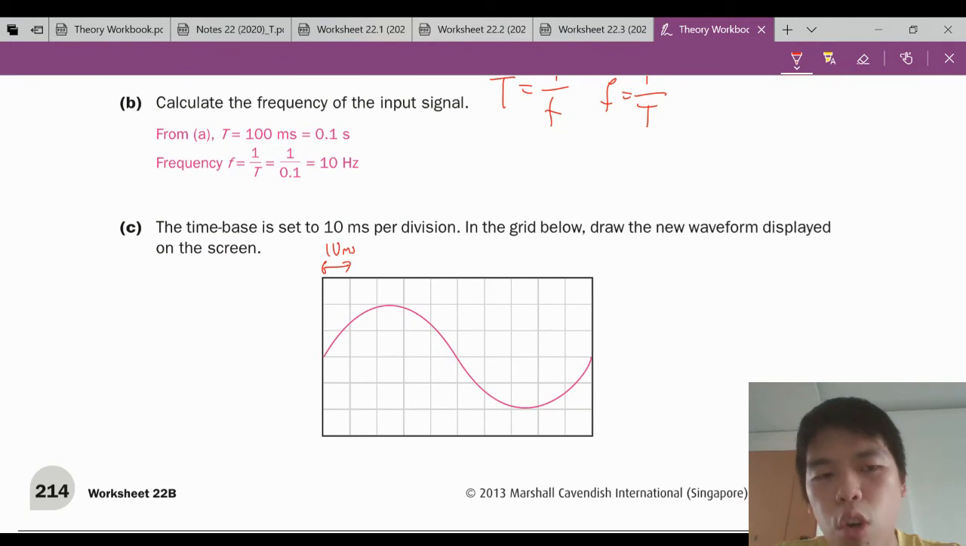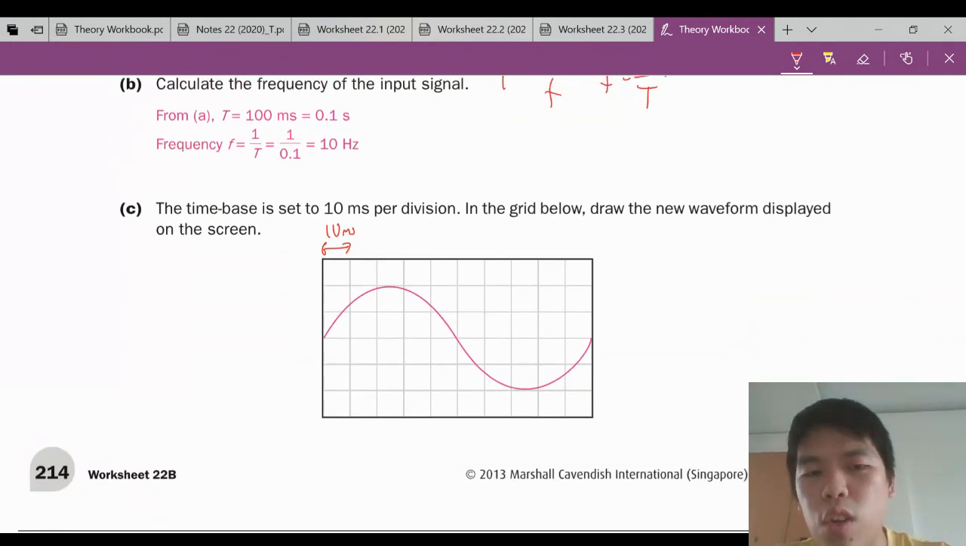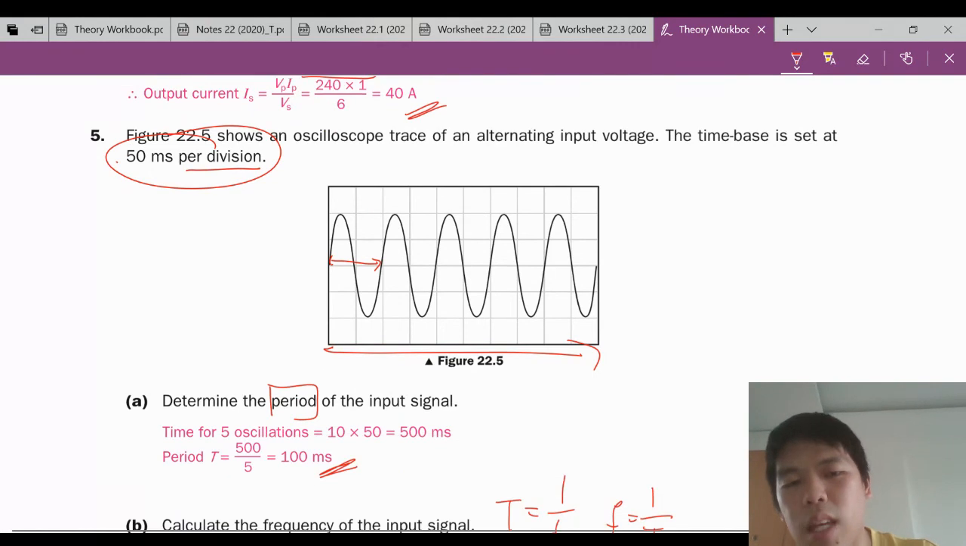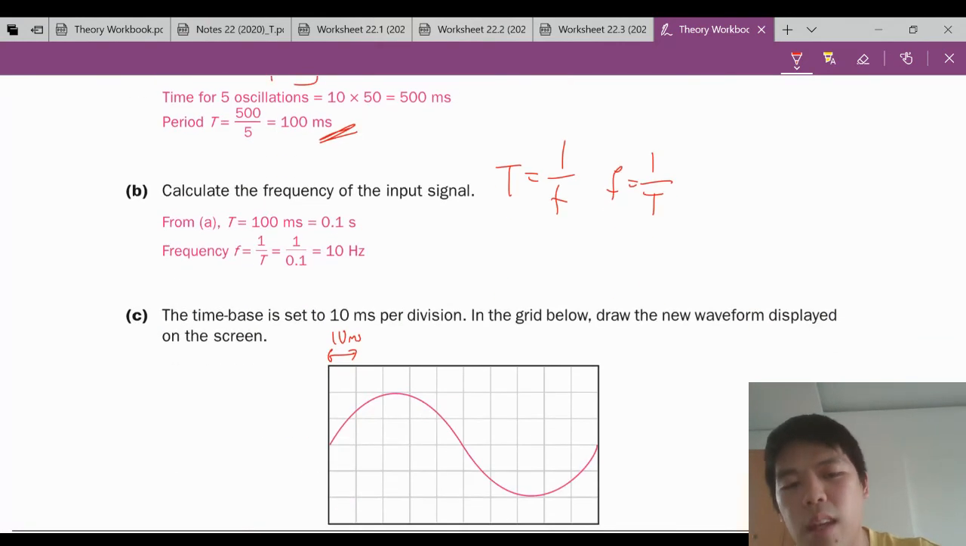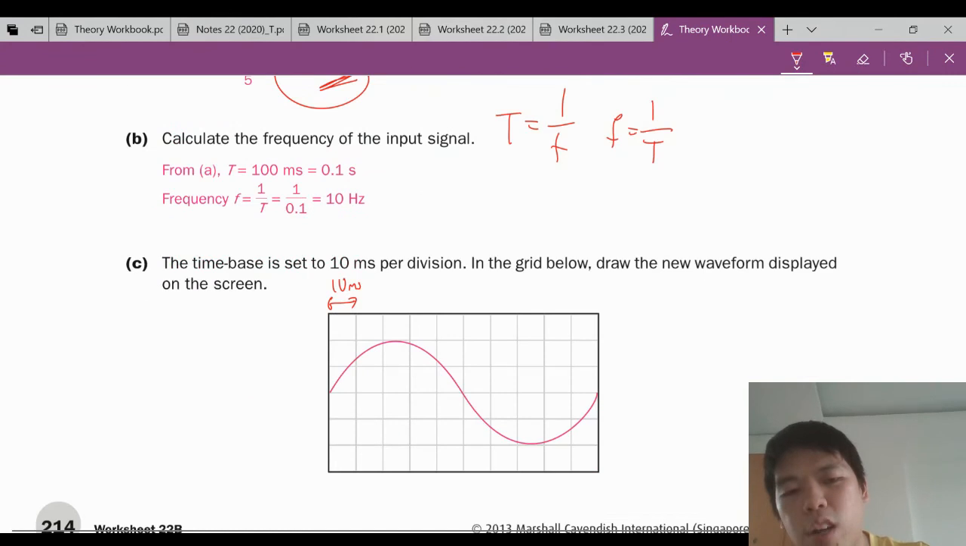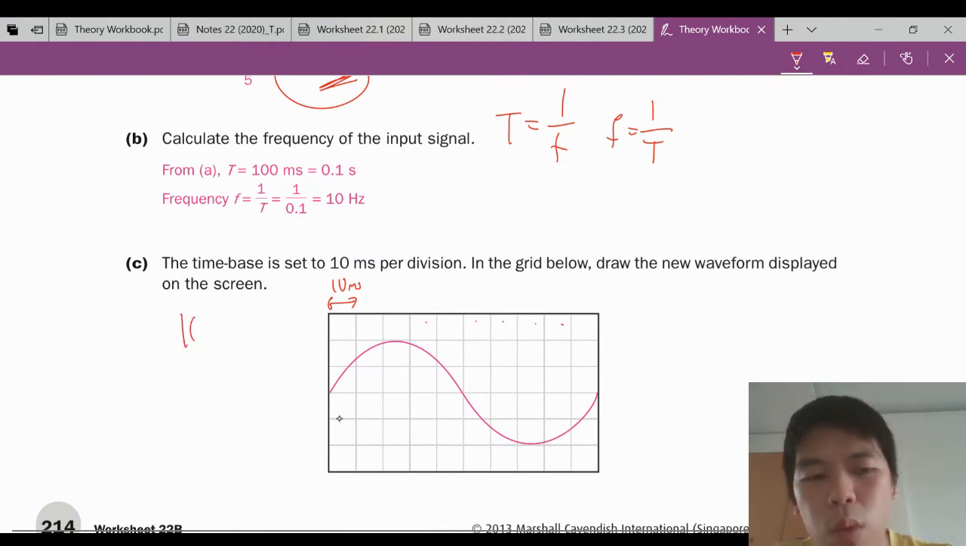Draw the new waveform display on the screen. So now your time base has changed. Originally, your time base is 50 milliseconds per division, so you can have more waves. But now, each division is only 10 milliseconds. So what is your time? The wave itself requires 100 milliseconds. So how many boxes do you have here? 1, 2, 3, 4, 5, 6, 7, 8, 9, 10. So you have 10 boxes. You should be able to just fit one wave, because one wave has a period of 100 milliseconds.